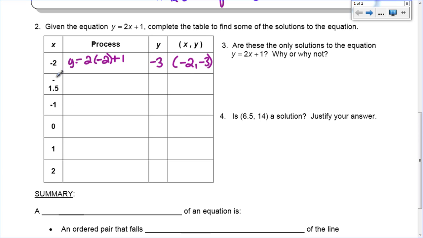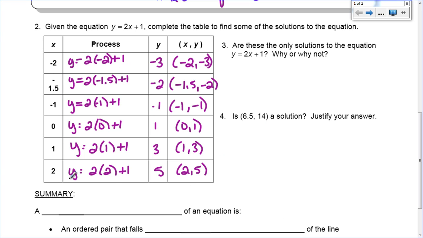So the next one, and that I believe is supposed to be a negative sign. When I shrunk the table, it squished it up. So that's negative 1.5. So you have y equals 2 times negative 1.5 plus 1. Well, 2 times negative 1.5 is going to be negative 3, and negative 3 plus 1 is negative 2. So here is another solution, negative 1.5, negative 2. So I'm going to have you pause one more time. I want you to finish filling in the table, and then we'll go answer questions 3 and 4.